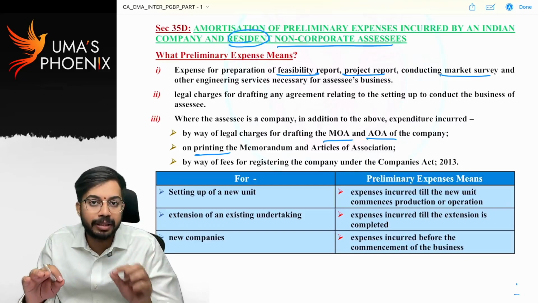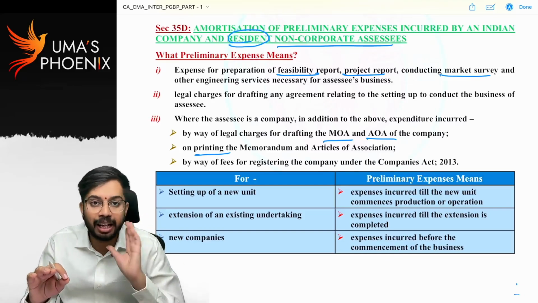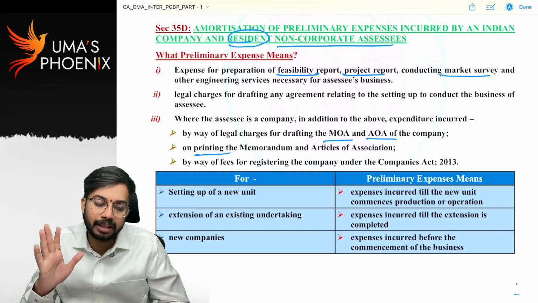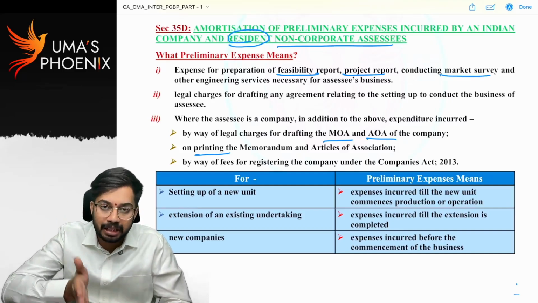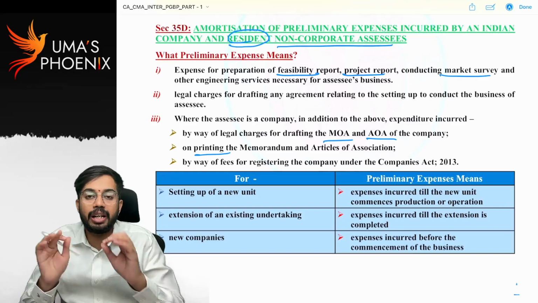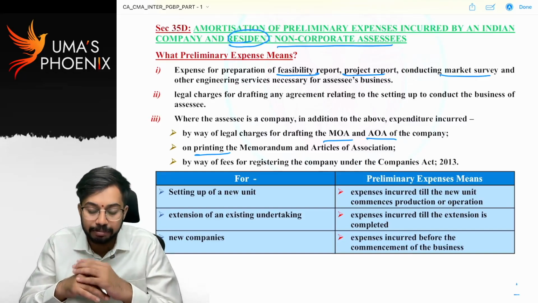Generally, preliminary expenses are allowed as deduction over a period of 5 years in 5 equal installments starting from the year in which business is commenced. That means from the year in which business is commenced, from that year onwards, over a period of 5 years, you can claim preliminary expenses as deduction in 5 equal installments.